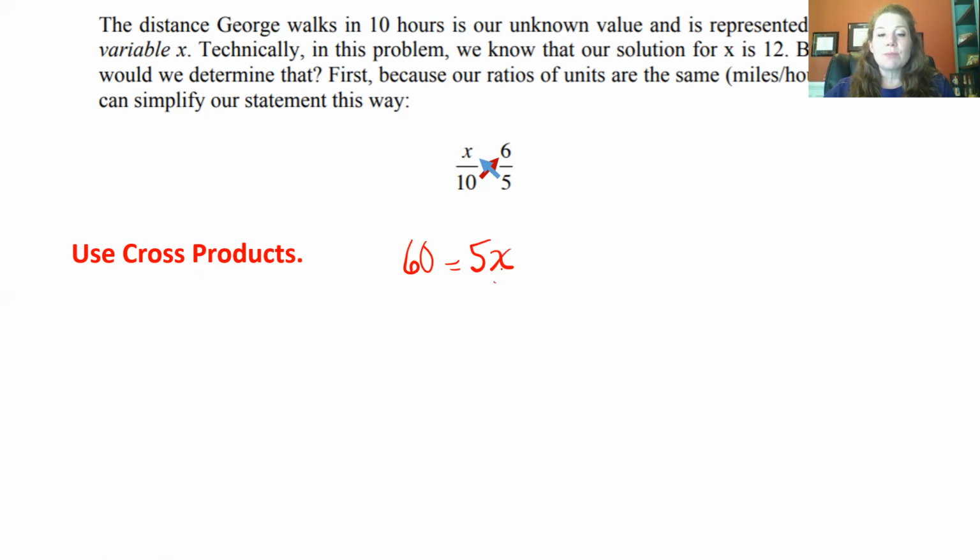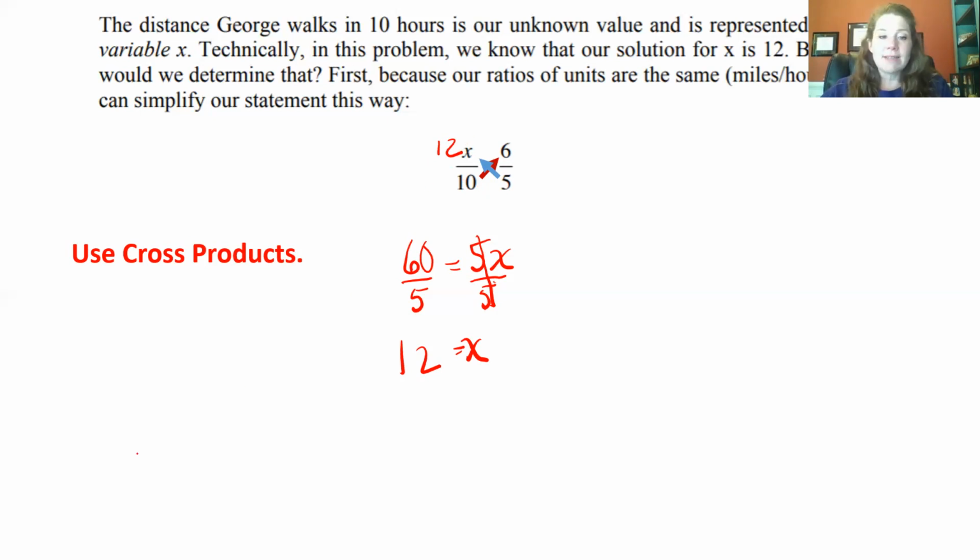Now we want to solve for x. Whatever's being multiplied by x, you divide both sides of the equation by that number. So 5 divided by 5 is 1, and 1 times x is x. 60 divided by 5 is 12. So that tells us that our variable is 12. So 12 to 10 is the same as 6 to 5, which makes sense because 5 times 2 is 10 and 6 times 2 is 12.